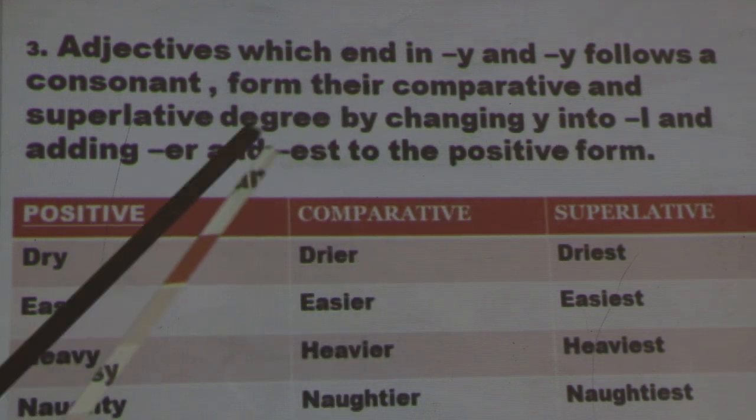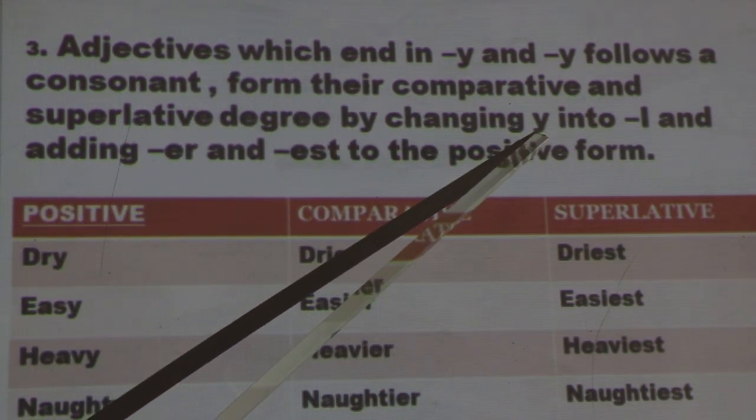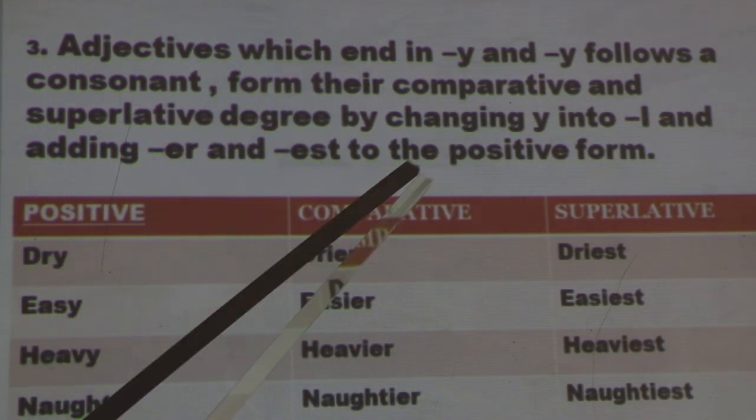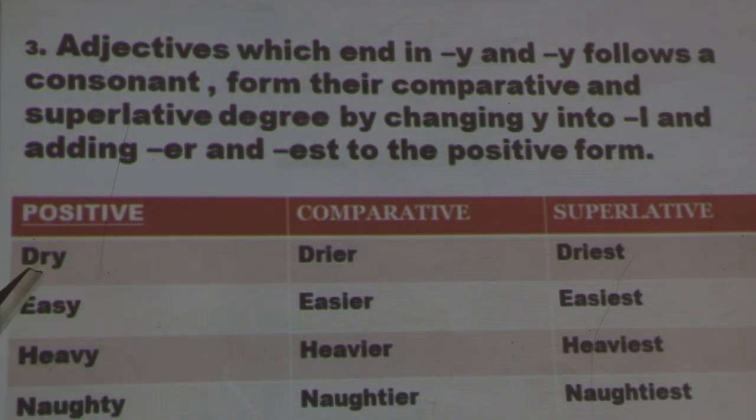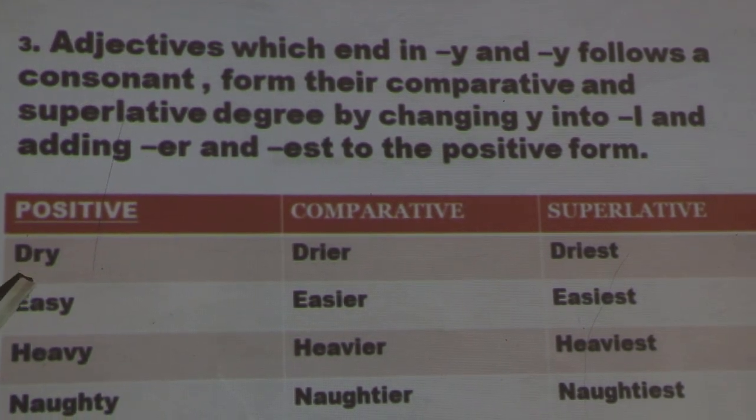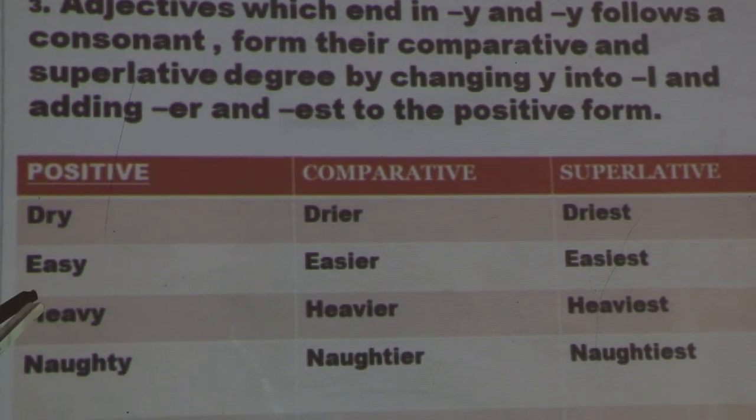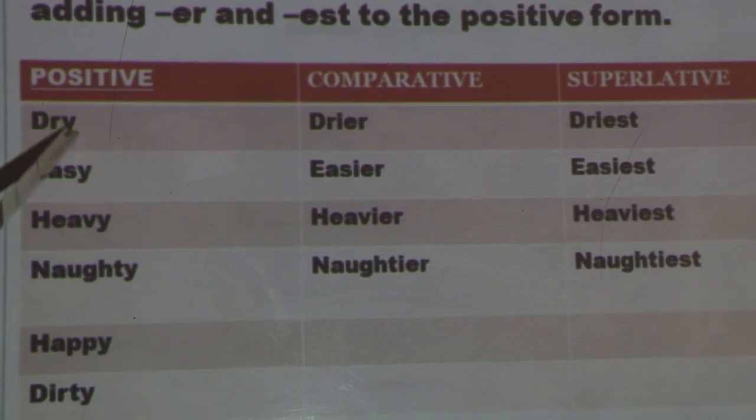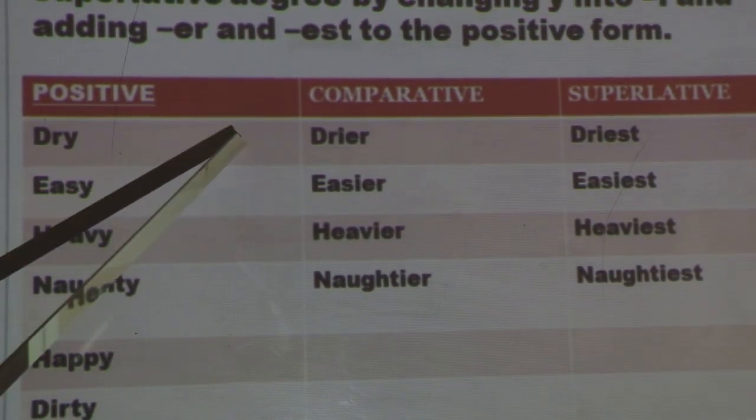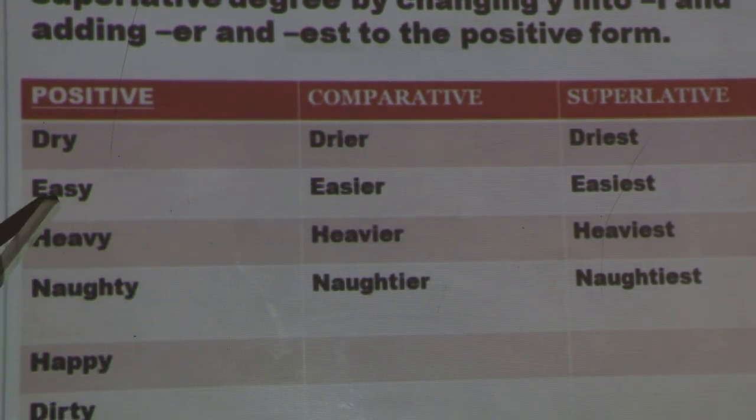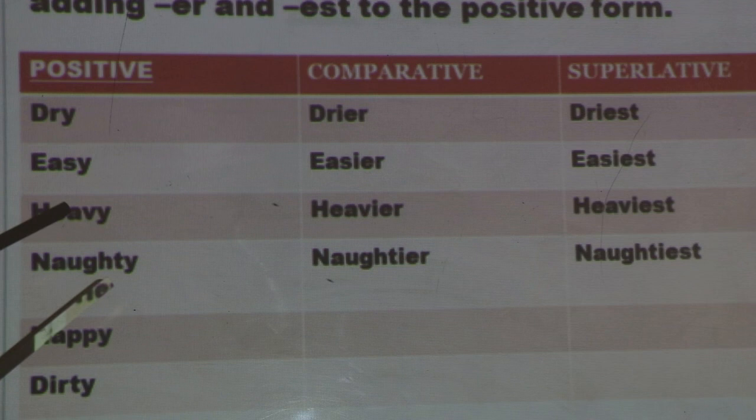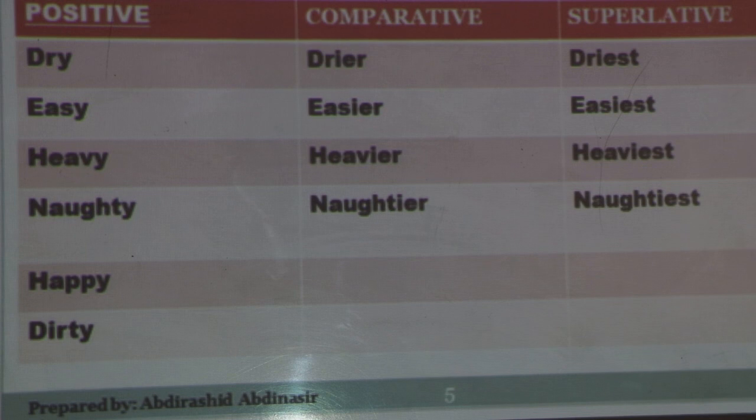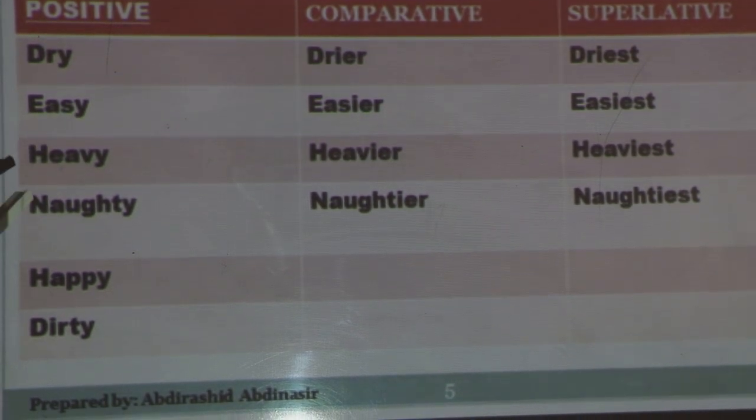After you replace Y with I, you're going to add ER or EST to the positive form. Now look at this. If you pronounce it, it's going to be dry. You see, Y is pronounced as I. So it's going to be drier. Remove the Y, replace it with I. It's going to be drier, driest. This one is easy. It's going to be easier, easiest in superlative.